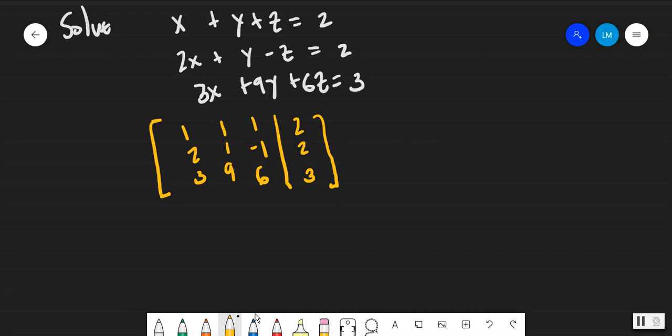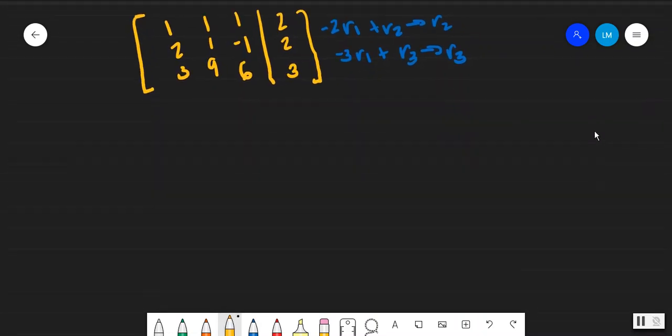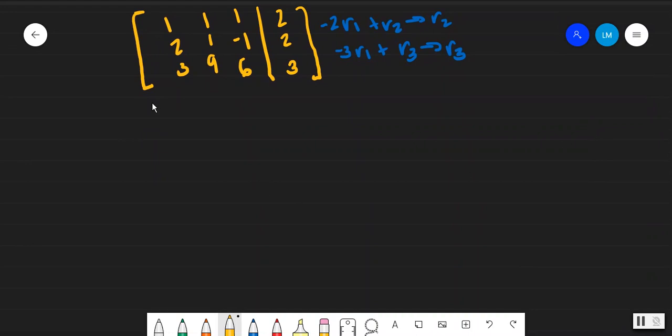So what we can do instead is use multiple row operations, as long as they don't affect each other, then we should be fine. So we have negative 2 times row 1 plus row 2. That's going to give us a new row 2. And then we have negative 3 times row 1 plus row 3 to give us a new row 3. Now that's going to give us our new matrix. So we have 1 1 1 2, then a 0 followed by another 0.